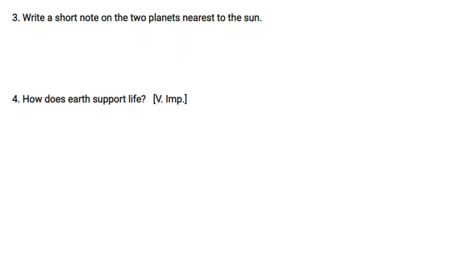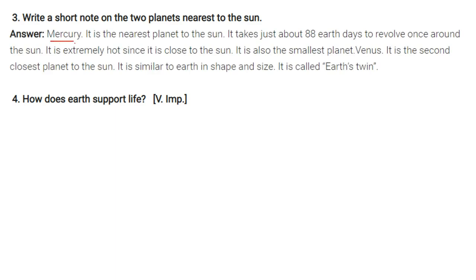Write a short note on the 2 planets nearest to the sun. So Mercury is the nearest planet to the sun. It takes just about 88 Earth days to revolve once around the sun. It is extremely hot since it is the closest to the sun, and it is also the smallest planet. When we talk about Venus, it is the second closest to the sun, and it is almost similar to the shape and size of the Earth, and it is called Earth's twin.